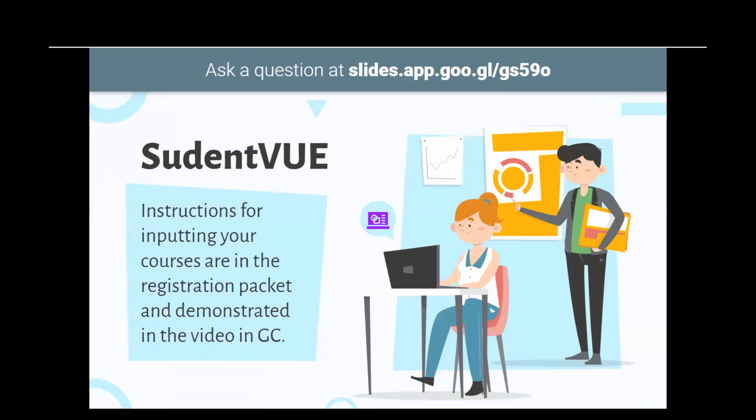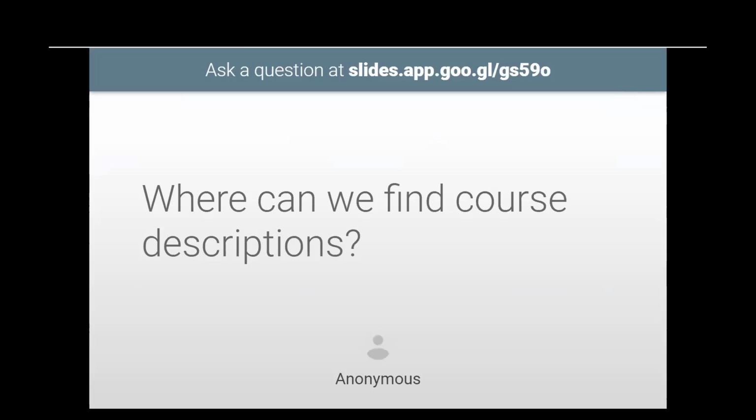Okay, so let me look and see what other questions we have in here. Where can we find the course descriptions? Well, they're in the course description book. So when you go onto our school website and you click on your graduating class under scheduling, you will see the link.